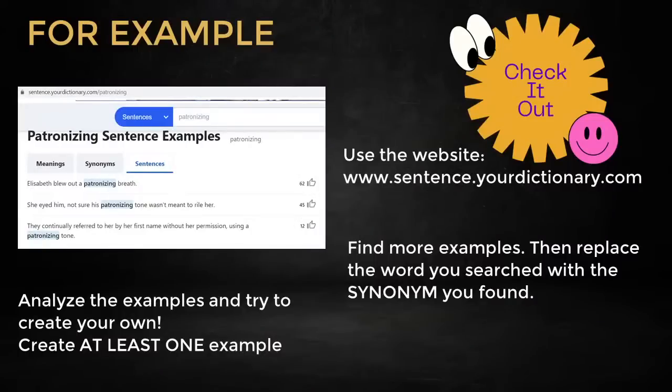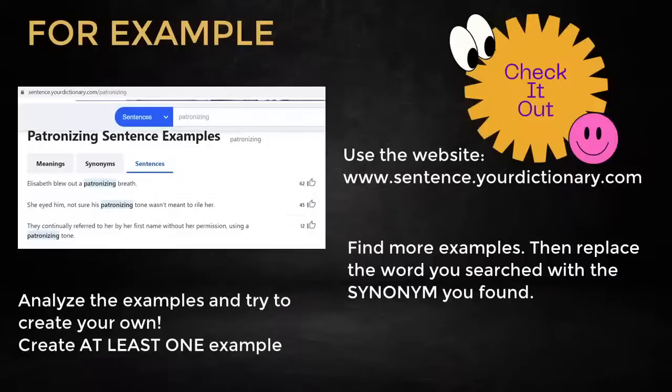So, Elizabeth eyed him, not sure his patronizing tone wasn't meant to rile her. Let me see if I can. Yes, to rile her. So her patronizing tone, her superior tone, her patronizing tone, her voice, her tone, superior tone, patronizing tone. So replace with the synonym to help your brain. Oh, okay, I got this.